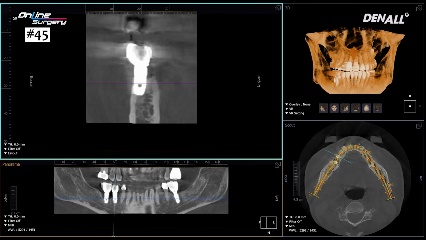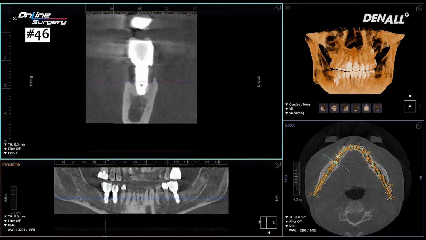As you can see here on the CT image, the plate on the buccal side on number 45 has become very thin, accompanied with lingual bone loss. Although the number 46 implant position itself looks fine, there seems to have been a mistake in the vertical positioning, causing this problem.